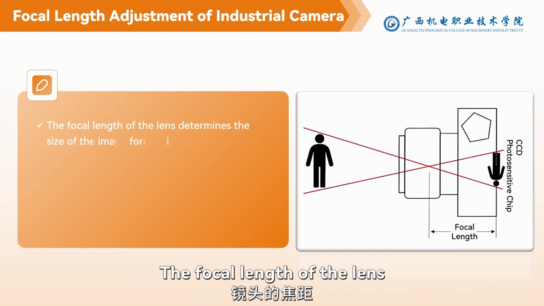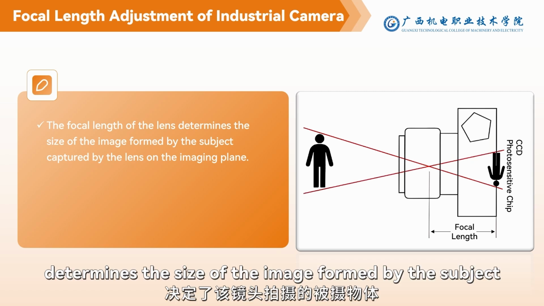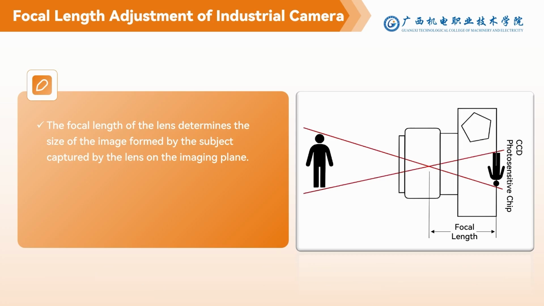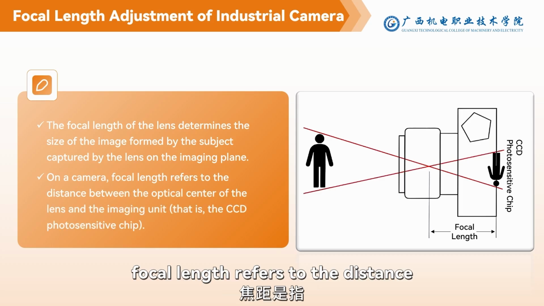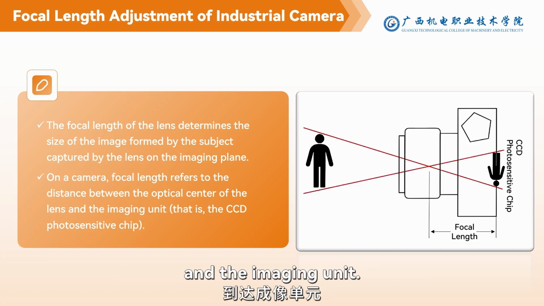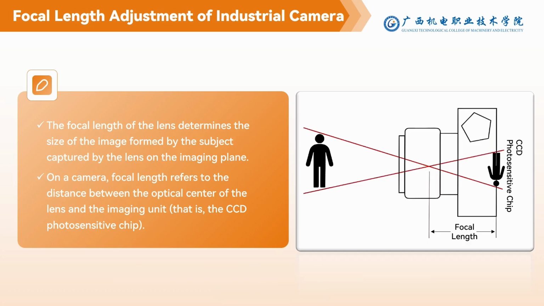The focal length of the lens determines the size of the image formed by the subject captured by the lens on the imaging plane. On a camera, focal length refers to the distance between the optical center of the lens and the imaging unit.